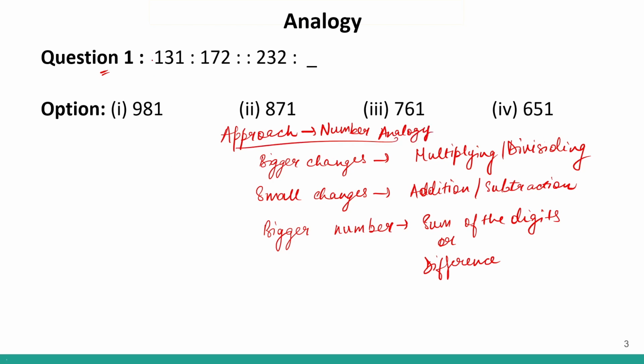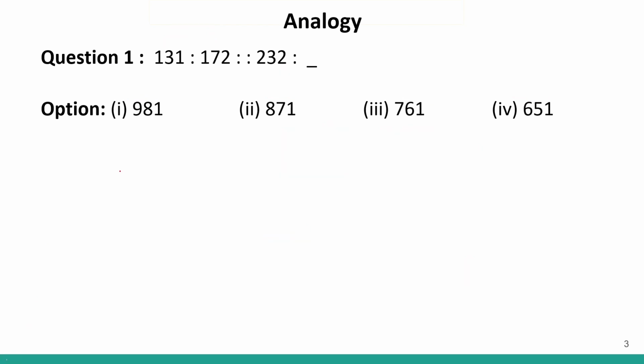So over here I can see these two numbers are comparable. That is why I was assuming that maybe we are doing addition. But if it were 200 and 900, 800, 700, 600, that means there is a huge change in numbers. So when I see a bigger change, I assume that we are multiplying, or dividing. Correct? So let us look at this question from a different perspective. If I look at 131 and 172, can I find the sum of digits? 1 plus 3 plus 1 will give me how much? 5.